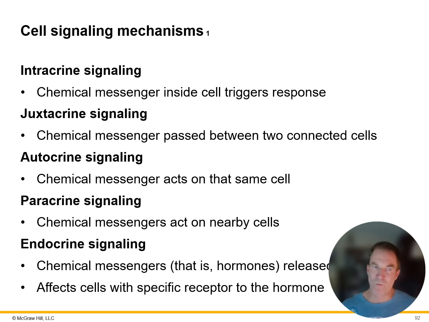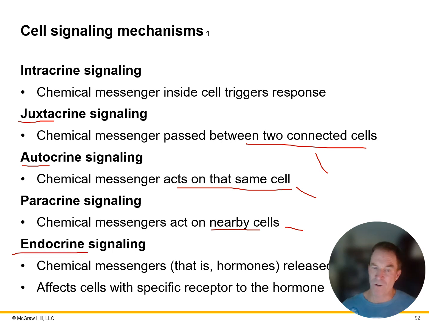And these are different ones. Go ahead and know one or two of these. I'm going to show you a couple. Juxta means next to. Think next to. So it passes between two connected cells next to it. Autocrine is within the same cell. So auto is same. And then paracrine is nearby. So go ahead and know this. It's next to it, same cell, nearby.